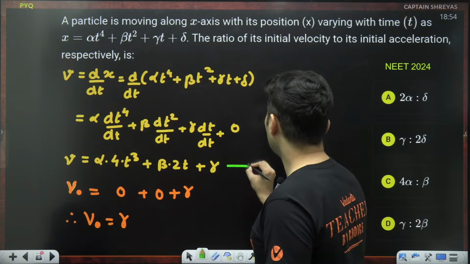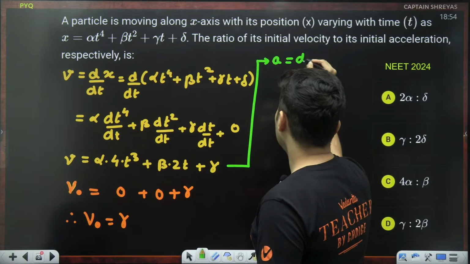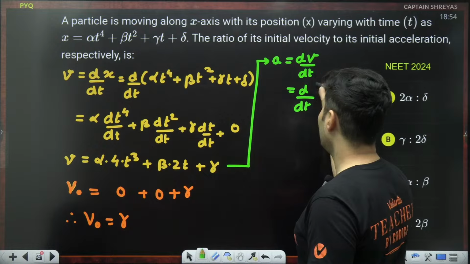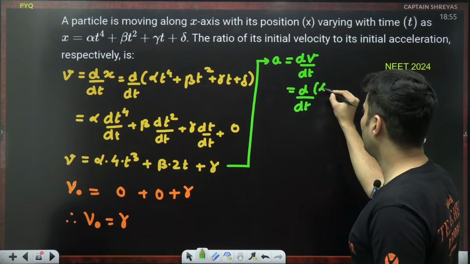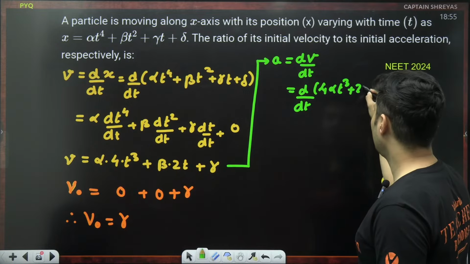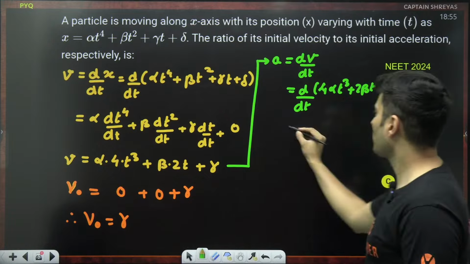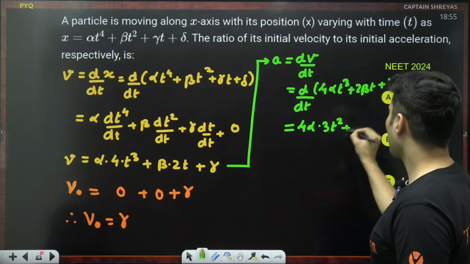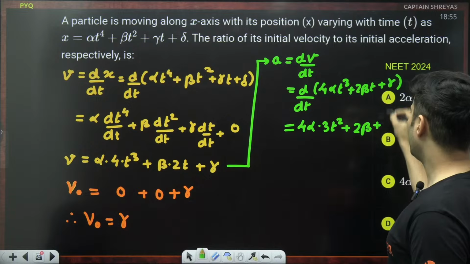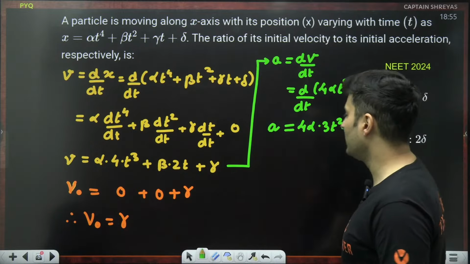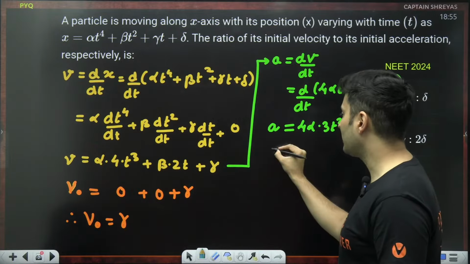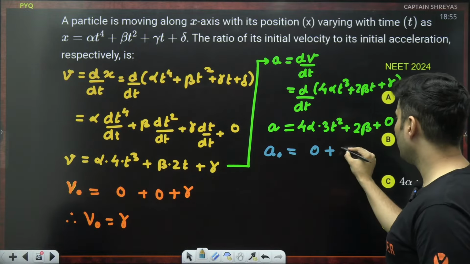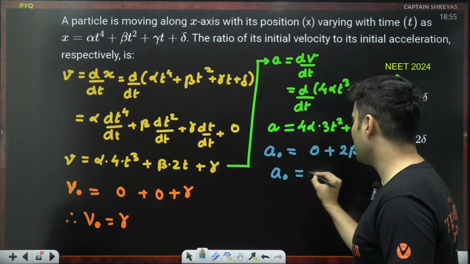Proceeding a little bit ahead towards acceleration. Acceleration is the derivative of velocity with time. It will be nothing but the derivative of this whole thing, which is 4 alpha t cube plus 2 beta t plus gamma. Now 4 alpha is as it is, t cube's derivative is 3t square, 2 beta t's derivative will be 2 beta, gamma is a constant, so derivative is 0. This is acceleration, but I will try to find initial acceleration, a0. So put time as 0, there is nothing to put over here, so it will be just 2 beta. So initial acceleration is 2 beta.